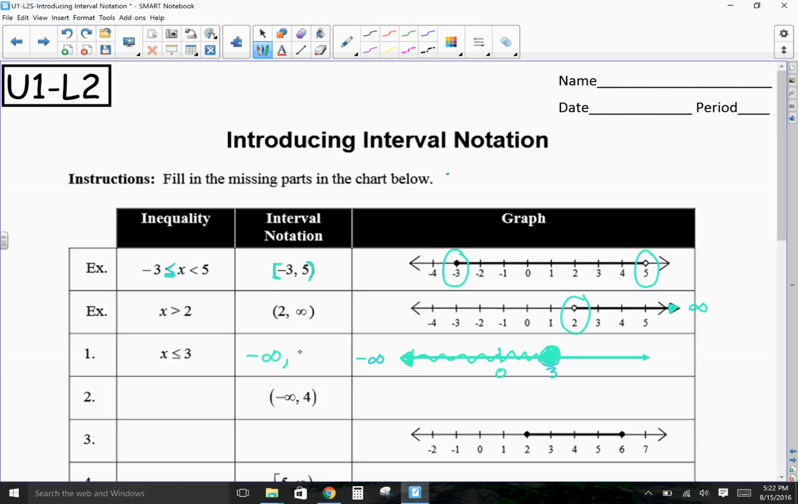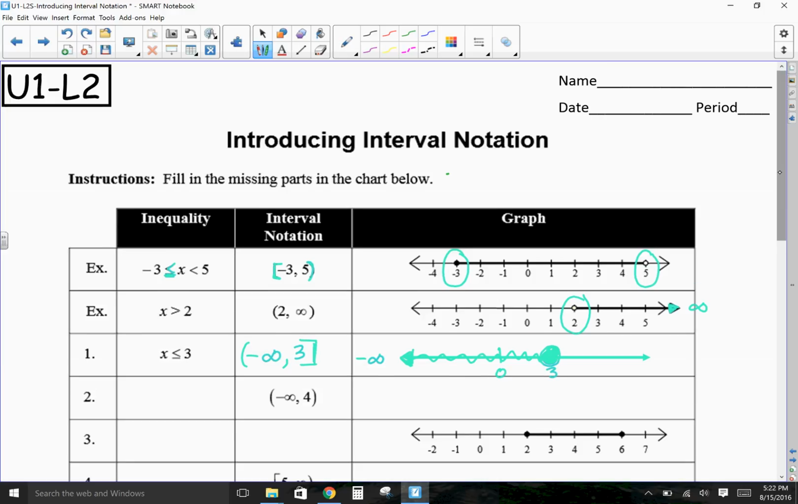So I have negative infinity to 3, parentheses, because infinity always has parentheses. Think about that curve, and the infinity matches the curve of your parentheses. And 3 has an equal sign, so it's going to have a straight part, and that means it's going to be a bracket.